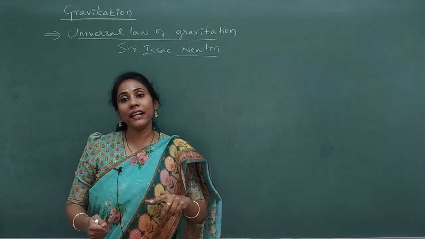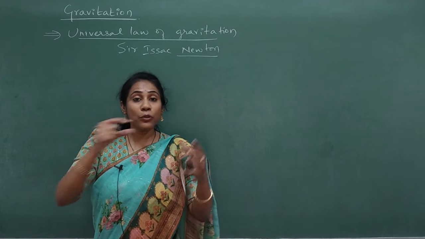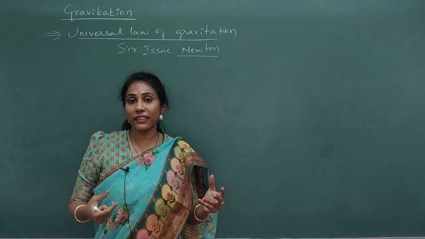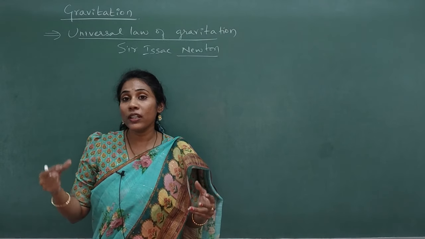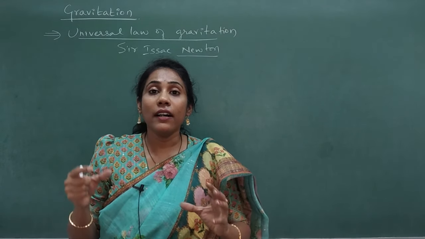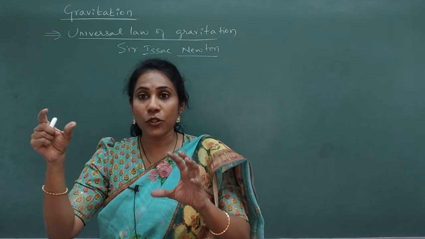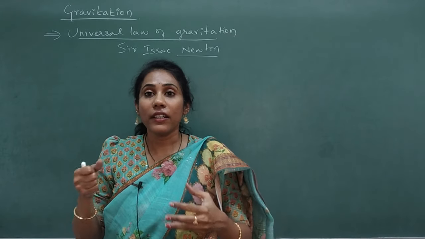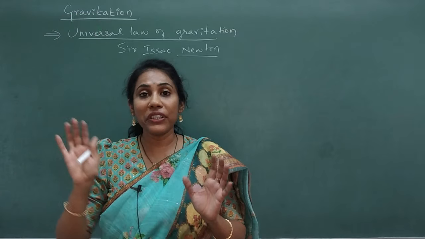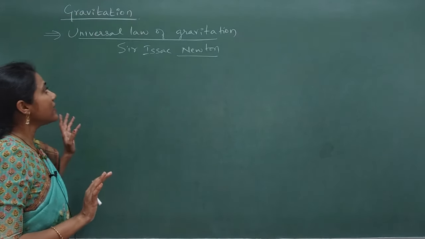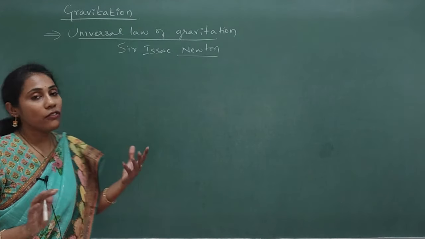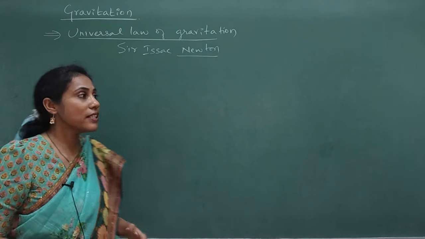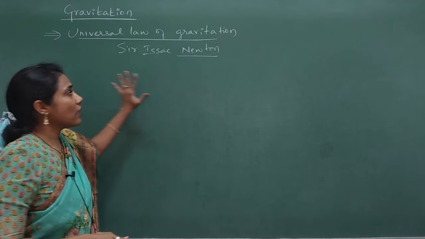Later, the same idea was applied to the way the moon revolves around the earth without falling onto it. Newton told us that it is the same force between the earth and the moon: the earth is attracting the moon towards itself. That is the reason the moon is revolving around the earth. This universal law of gravitation was also studied by Newton, and based on his experiments and observations, he gave an equation for the universal law of gravitation.